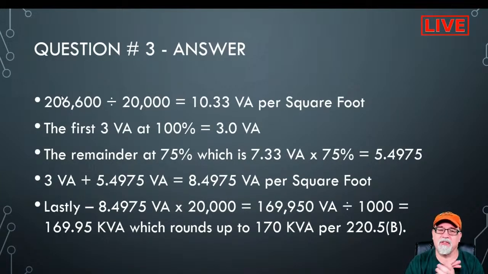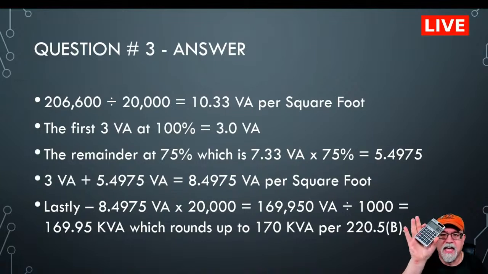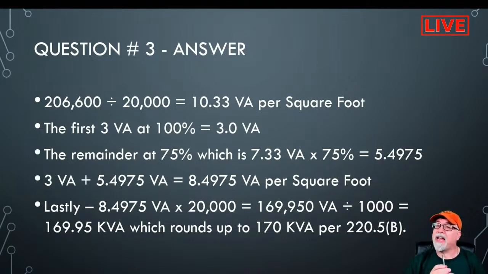We had 206,600 kW, and we had a square footage of 20,000. So the first thing you do is take that kW and divide it into the square feet so that we can get a VA per square foot. We're always going to check our math. We always do that. So 206,600 divided into 20,000 equals 10.33 VA per square foot.